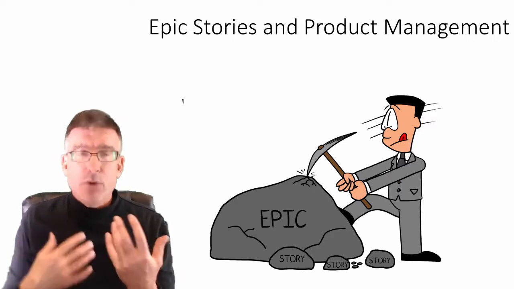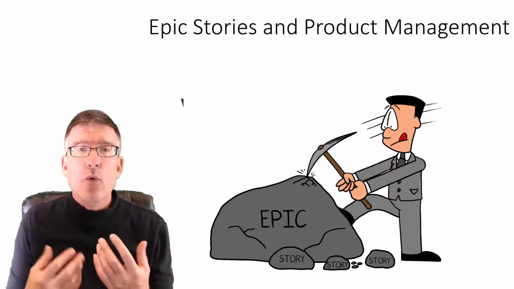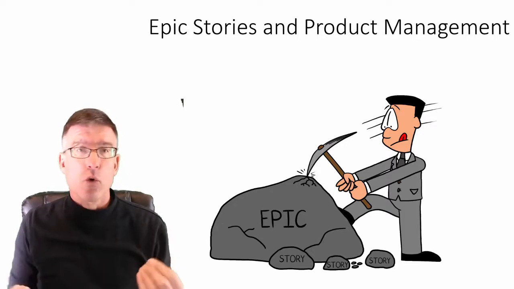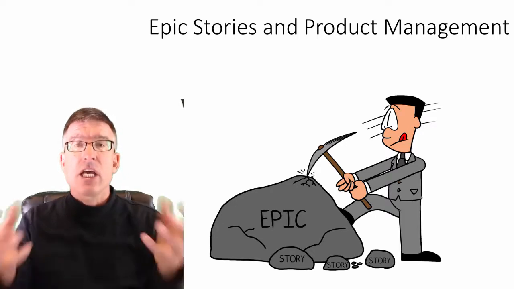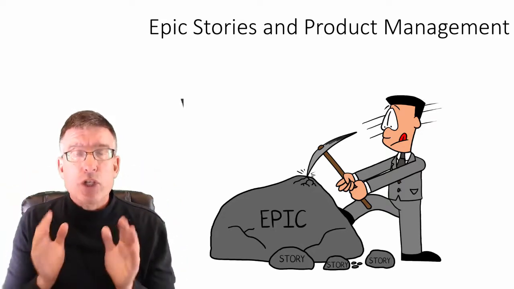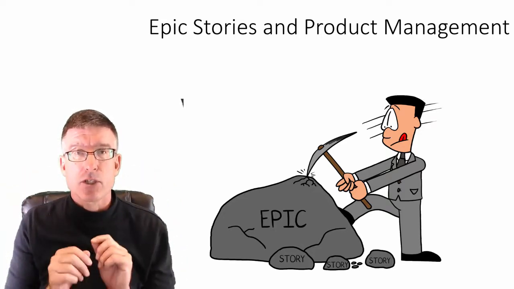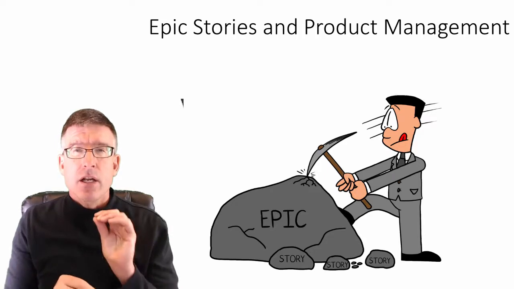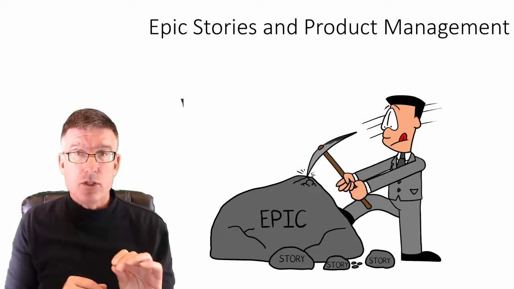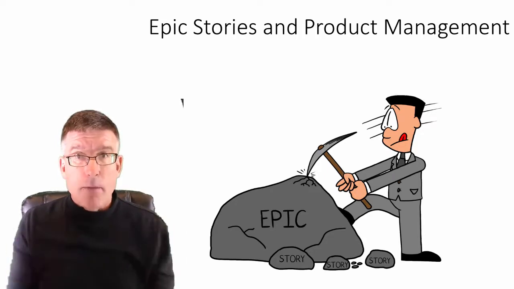Now, in a previous topic, we talked about how we could split large stories, which we refer to as epics, into smaller user stories, which we could implement in a single sprint or iteration. Now, let's see how we can use that technique as a product management strategy.